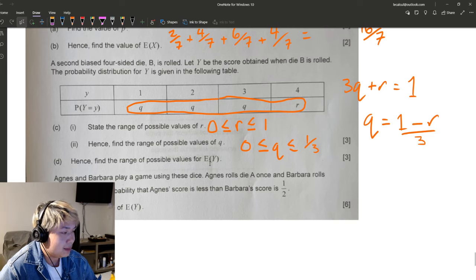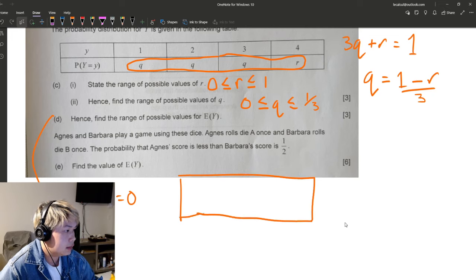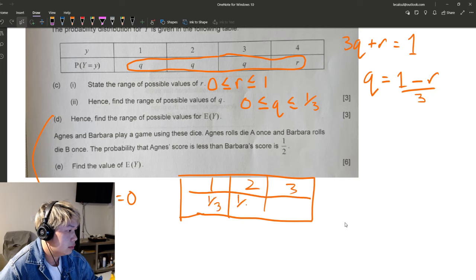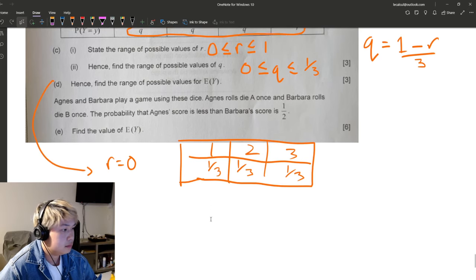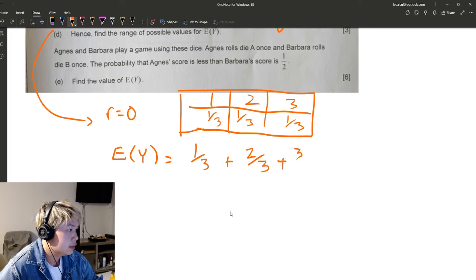Hence, find the range of possible values for EY. Sure, okay. So let's look at the extremes. If R is 0, then your table is going to look like this. So if we find the expected value of y using R being 0, then you have 1/3 plus 2/3 plus 3/3, and then this is 6/3, which is 2.